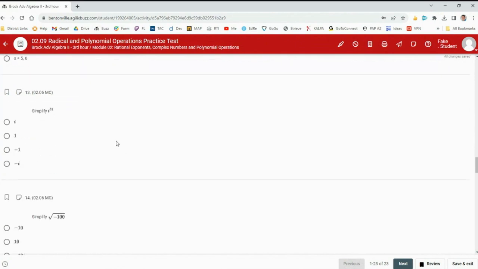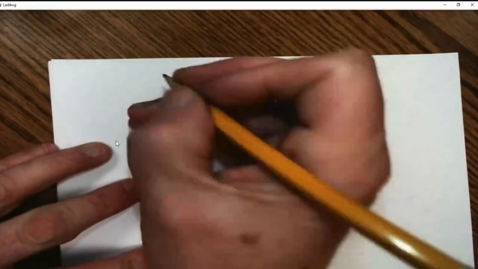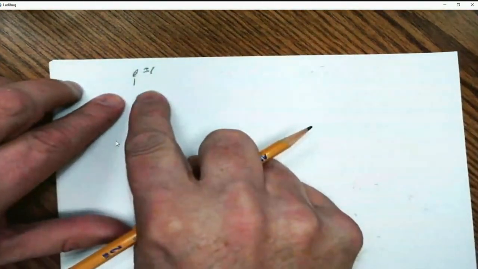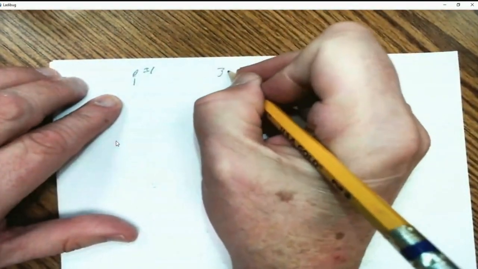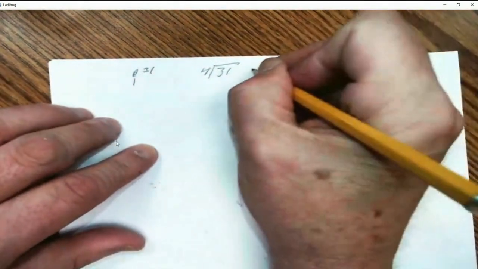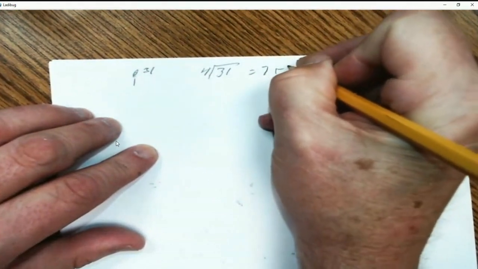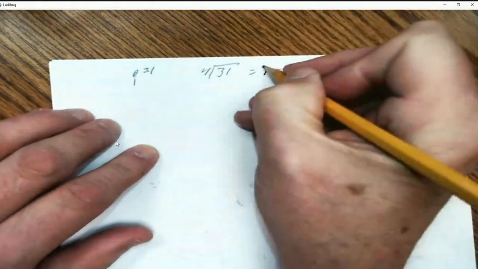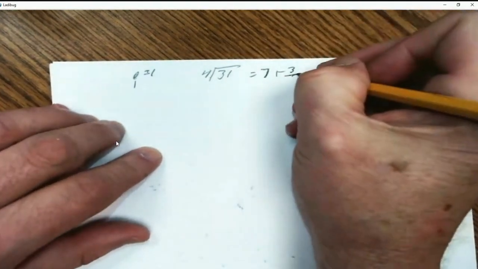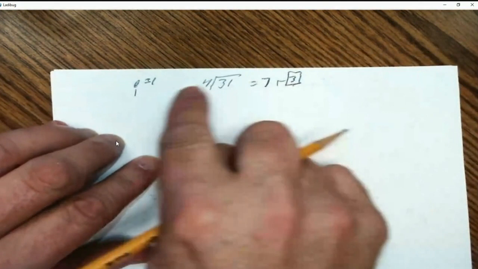Okay, our next problem is i to the 31st. We're supposed to simplify that. So putting that on our paper, i to the 31st. Remember, we can divide 31 by 4, right, to figure out what that is. When we divide 31 by 4, we get 7 with a remainder of 3. We don't care about the 7. We only care about what the remainder is. The remainder is 3. Because remember, these repeat.